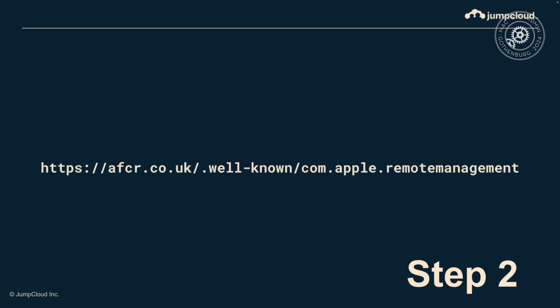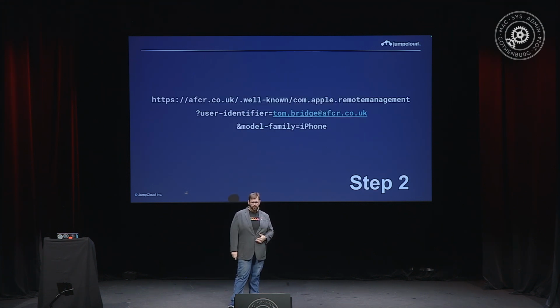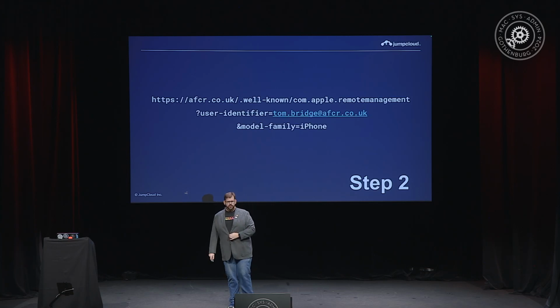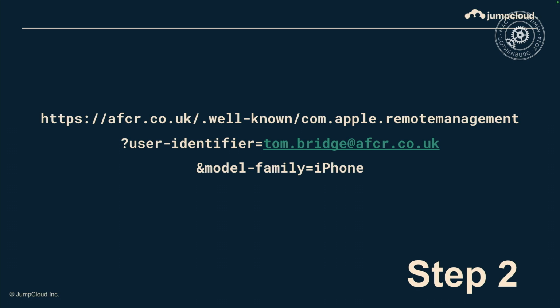This is something that Apple does for us automatically. It is something you are responsible for, which is putting a JSON file at this location, or having a service that will redirect that to create that JSON file for you. The device will then go to that URL with a couple of query parameters attached. Oh, and you can see I botched the user identifier on my slide. I'll have to fix that later. But it will provide me information about the device at that point. And it will say model-family iPhone, because I'm doing this from my phone.